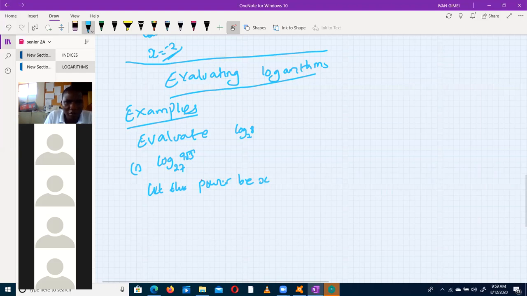Here, what we do is we assume the power. We're looking for the log, which we know is a power of 27. So we're simply saying, let the power be x, so that the log of 9 root 3 base 27 will be the same as x. Now we've already learned that 27 to the power of x is equivalent to 9 root 3. Are we together up to that point?